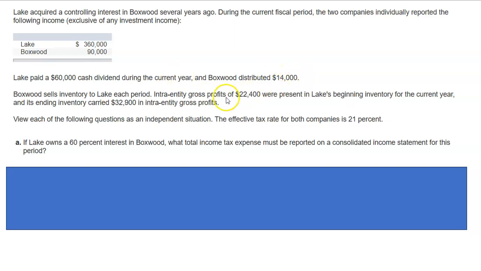I'm reading right here. All right, the next paragraph. Boxwood sells inventory to Lake each period. Intra-entity gross profits of $22,400 were present in Lake's beginning inventory, and its ending inventory carried $32,900 in intra-entity gross profits. So then we're asked to view these following questions as independent situations, but we're only going to tackle part A. Keep in mind the effective tax rate is 21%. So if Lake owns a 60% interest in Boxwood, what total income tax expense must be reported on a consolidated income statement for the period?